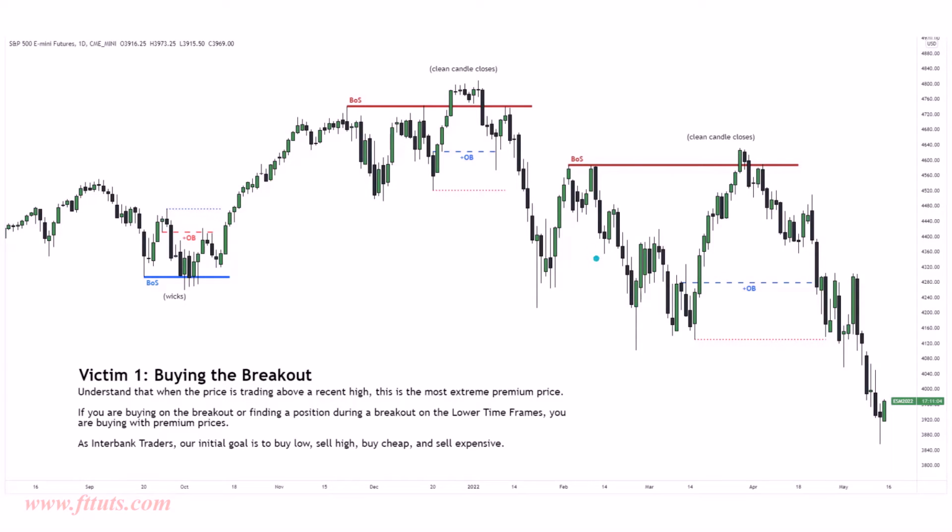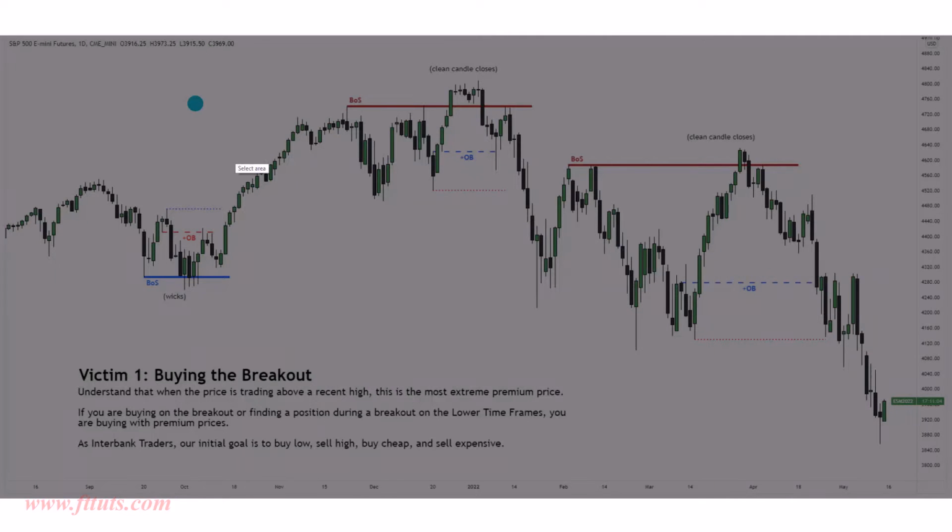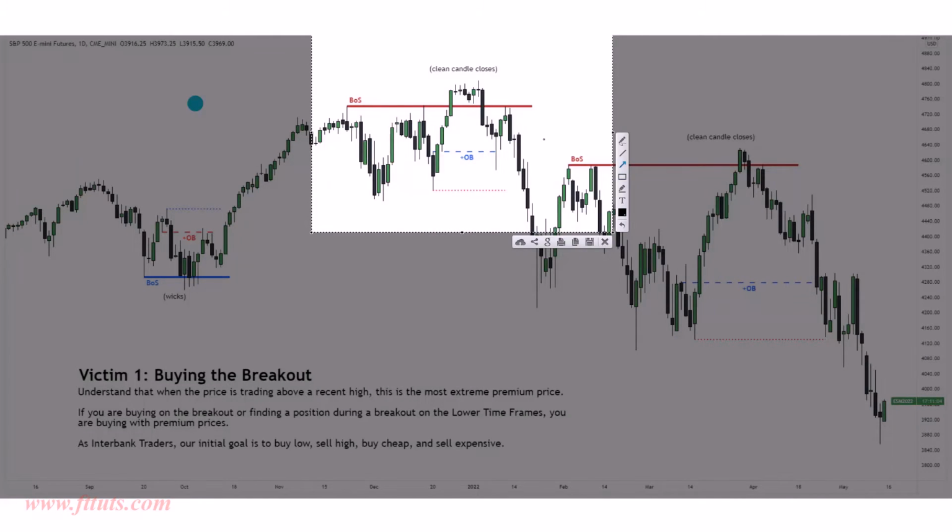So that's victim one. They'll be buying here, and then sometimes they buy here. This might be you. They buy here, and then price just reverses on them, and then they don't want to accept they're wrong, so they start moving their stop losses down and down and down to this low here, and then they think, oh, it's never going to reach that point, so I'm just going to move it there. But in reality, they've fallen victim to the purge.